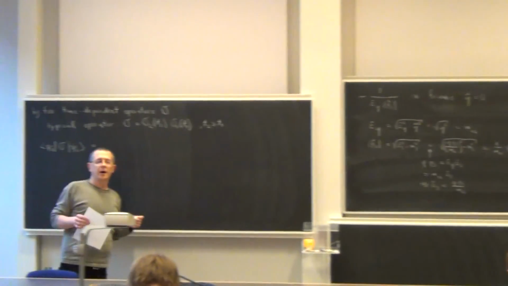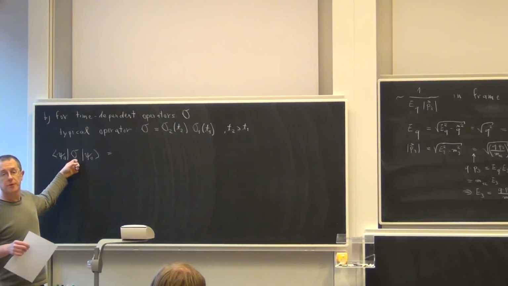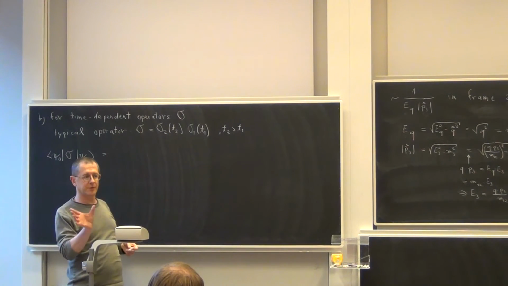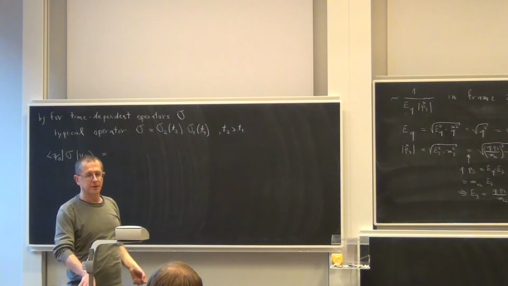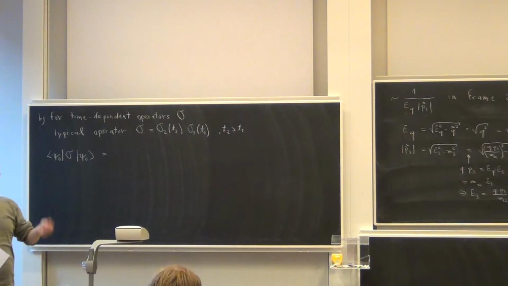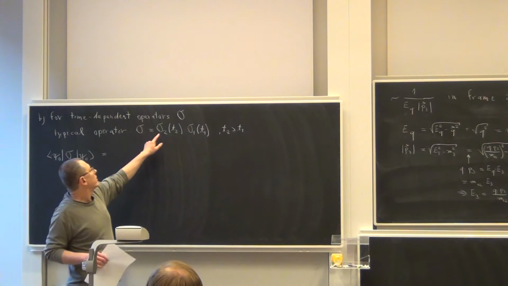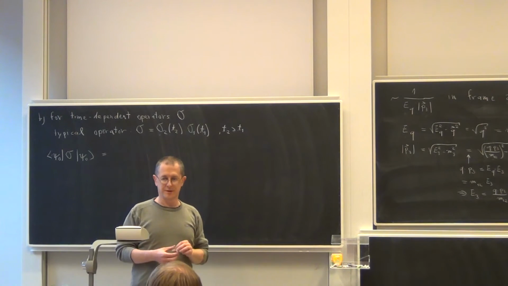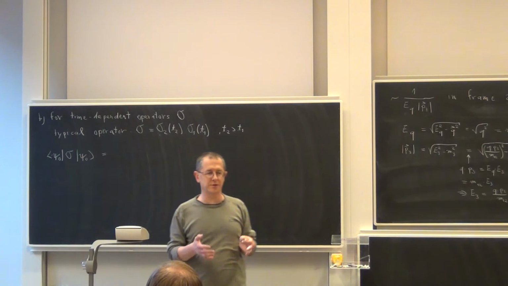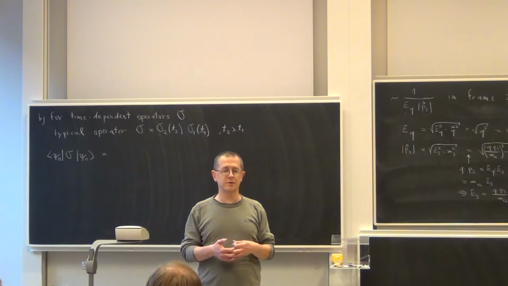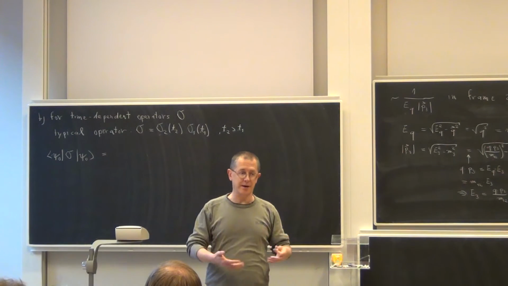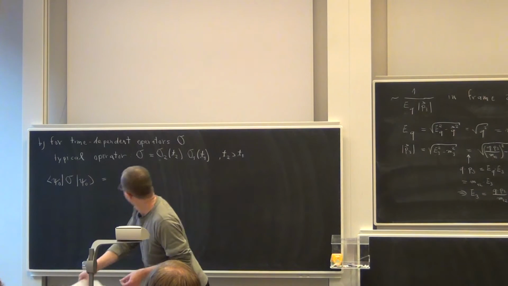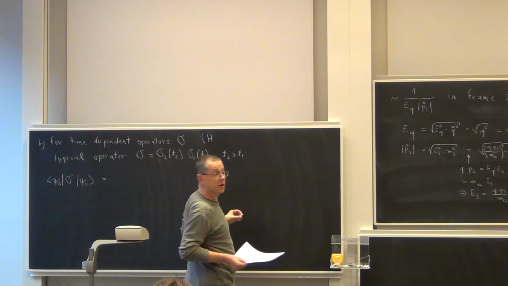And I now insert a complete set of states to evaluate these operators. And I evaluate these operators, necessarily, at the times where I want to know them. So I insert now, for example, position eigenstates. If these are operators as functions of positions, then these are functions of positions at this time. And then to evaluate them, in the sense of having matrix elements, I need to insert the position eigenstates at this time. I put the position eigenstates because we are in the Heisenberg picture. I once said that: the position eigenstates are time dependent.